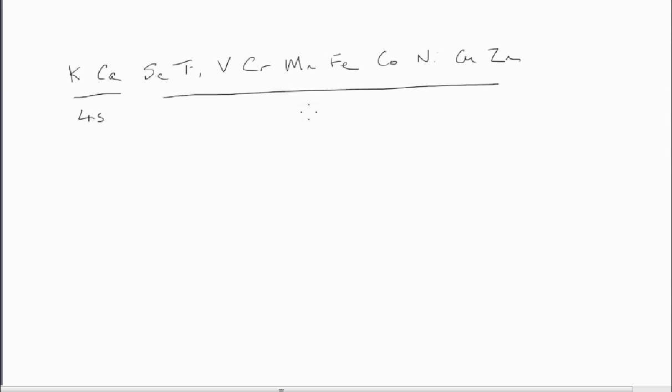So we have potassium and calcium as the first two members of the series, and then scandium, titanium, vanadium, chromium, manganese, iron, cobalt, nickel, copper, and zinc. The first two elements are the 4s2 electrons. These are the ones that are really quite easily ionized, and these are the true transition elements, that have the 3d electrons.